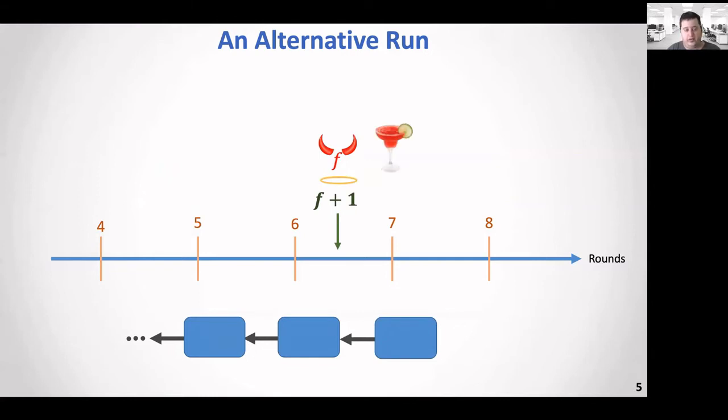We have f plus 1 correct processes in round 6. We have f correct processes which are in some round behind. And the f Byzantine nodes which stopped cooperating cause the system to get stuck. The intuition behind round synchronization is: how do we get those f correct processes, which are somewhere behind, to the same round as the f plus 1 other correct processes?